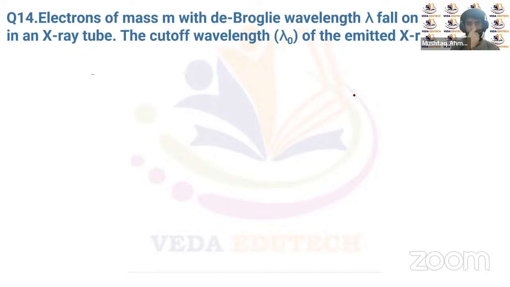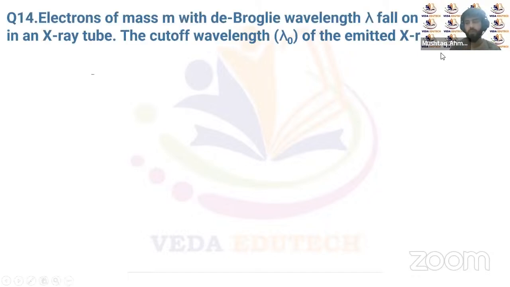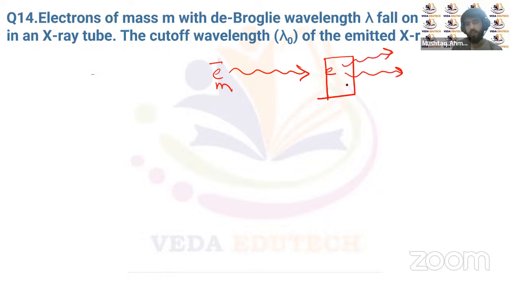Now, looking at question number 14, and this will be the last question for this session. Electrons of mass m with de Broglie wavelength lambda fall on the target. So let's suppose this is the electron of mass m, moving with some speed. It falls on the target, and once the electron falls on the target, it leads to the emission of the X-rays.